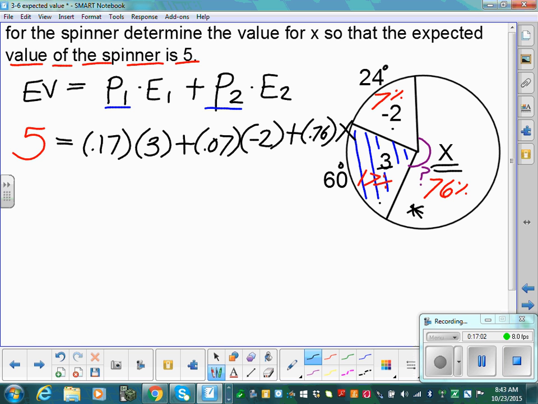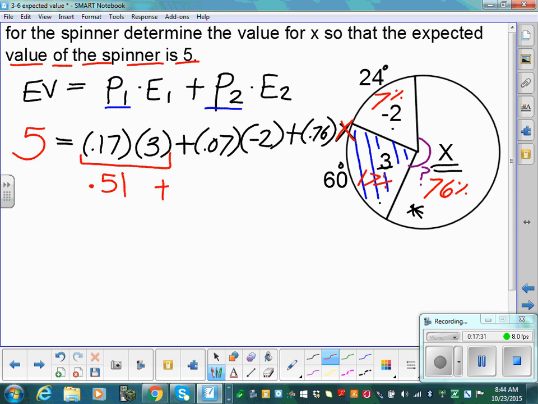Now look in this problem. Do we only have one variable? Right there, it's an x. So now we're just going to algebraically solve for x. Is everybody okay with that? Okay, so now we've got to get x alone. I'm going to simplify this. What is 0.17 times 3? 0.51.